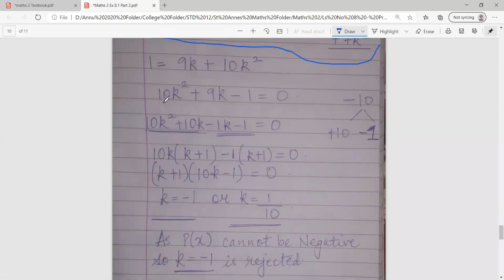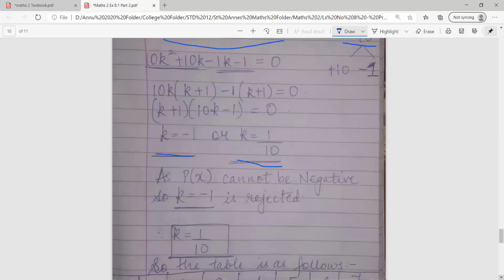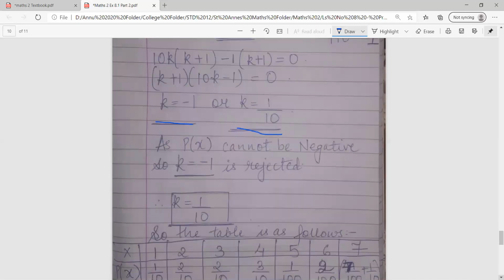If I arrange, I get a quadratic equation. And as you can see, 10 ones are minus 10. So I can find the factors 10 and 1. Also, 9k aage you can see there's a plus sign. So sign of the greater number. So plus 10 minus 1. So on solving it by factorization method, I get two values of k as k is equal to minus 1 and k is equal to 1 by 10. Now for a probability, the values can never be negative. So k is equal to minus 1 is rejected. It's not accepted. So we'll take the value of k to be as 1 by 10.